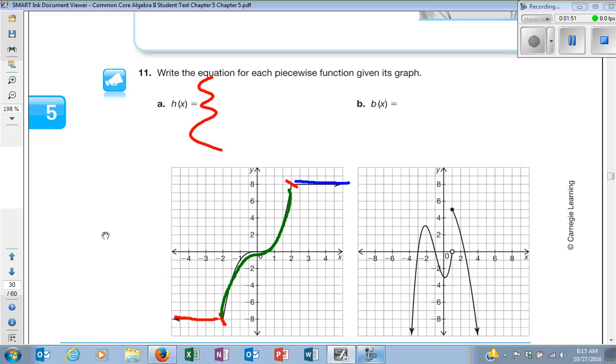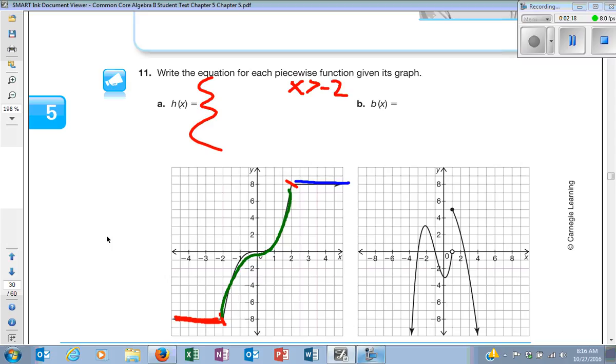Well, let's come up with the domains first. Let's see where the rules are good for. So, for the first one, the red, where is that domain good for? I don't want the rule yet. I'll think about that later. I want to know what x's this one goes for. X is less than -2.